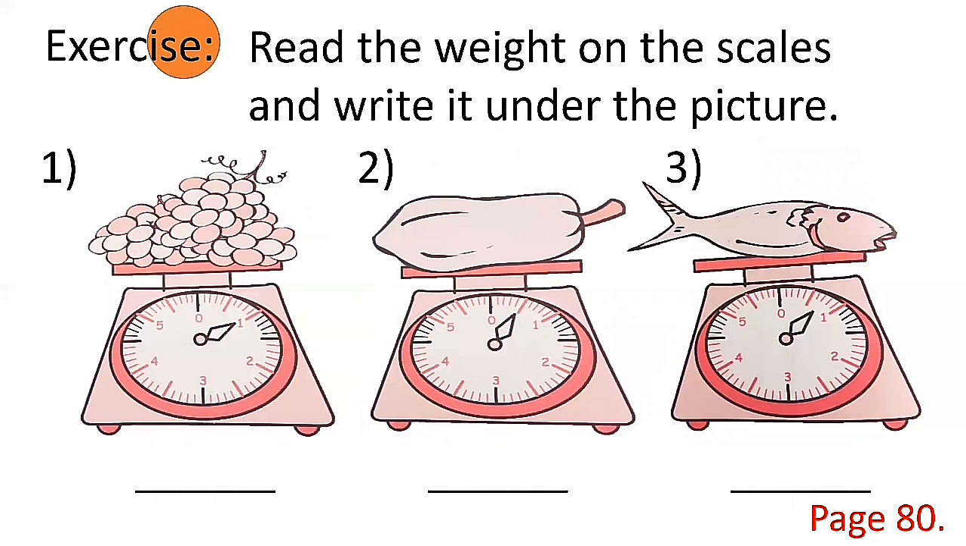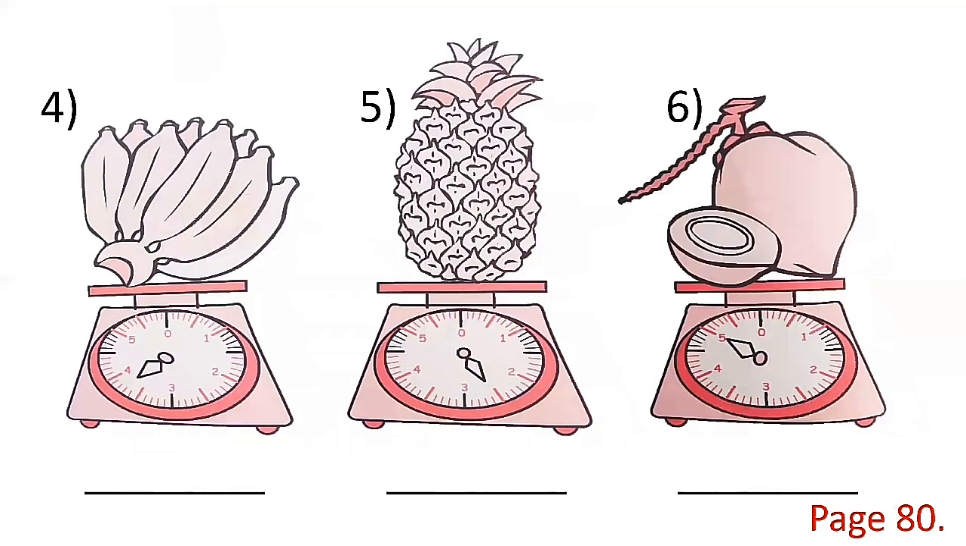And this on page 80, read the weight on the scales and write it under the picture. Okay, number 1, we have the grapes. And number 2, a papaya. And number 3, a fish. Okay. And we have number 4, banana. And number 5, a pineapple. And number 6, a coconut. Okay. So you have to fill in all the blanks.